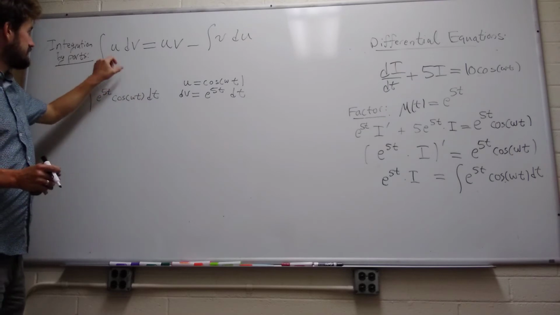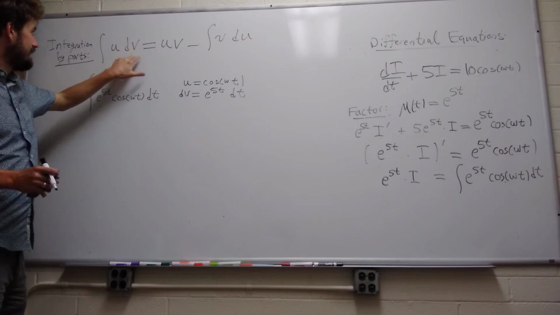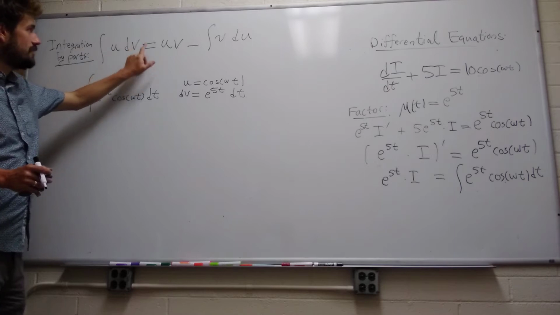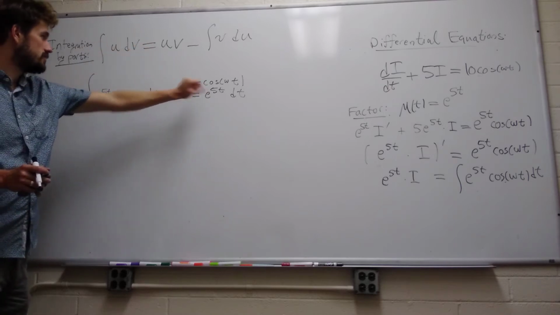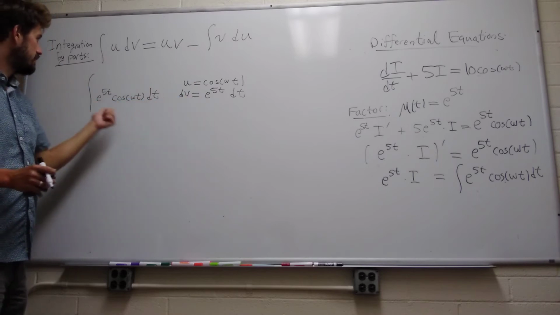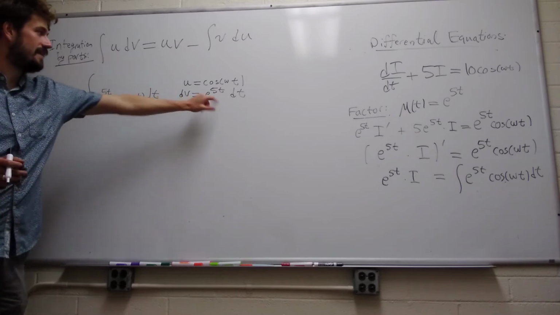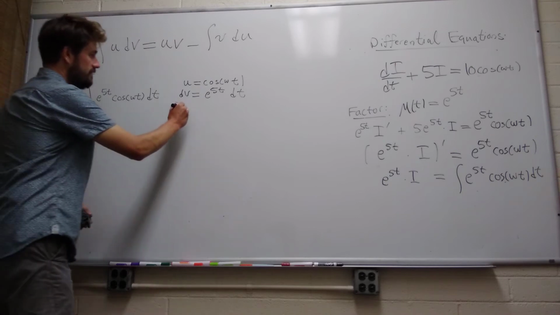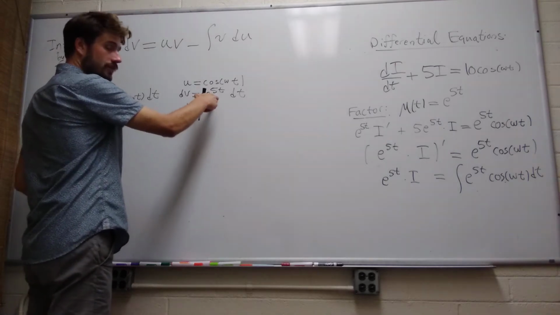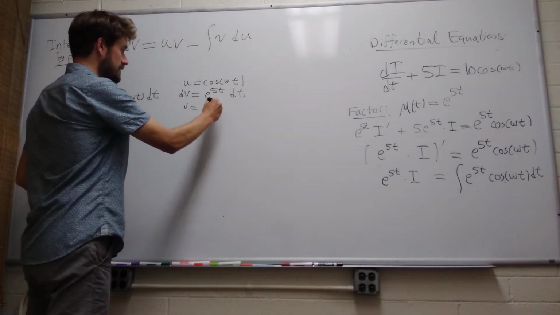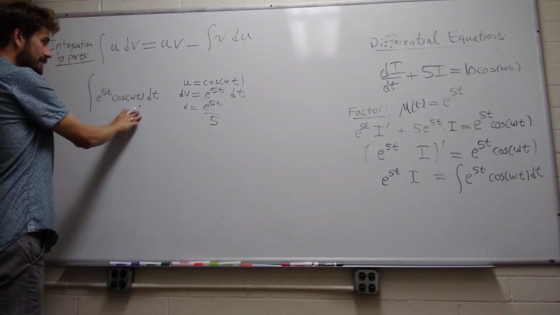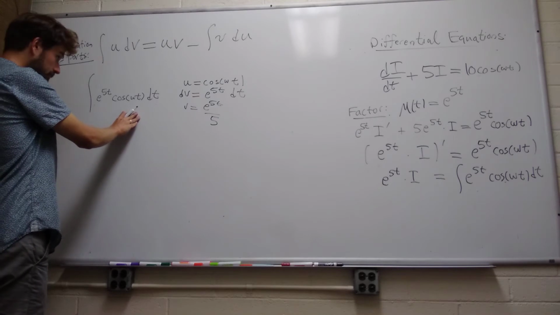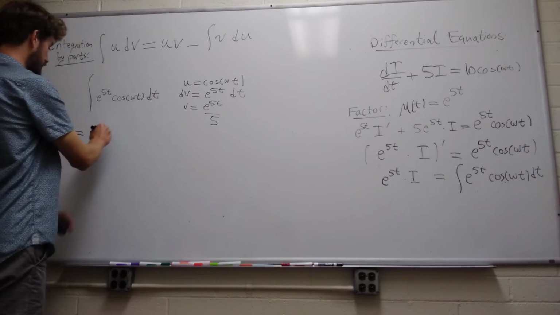All this is saying is, let's take the derivative off of a function and transfer it onto the other function. Here, u is cosine omega t, dv, the derivative function, is e to the 5t dt. That means v is the antiderivative of this function, e to the 5t over 5. So if we apply the integration by parts formula to this integral, we get the following.